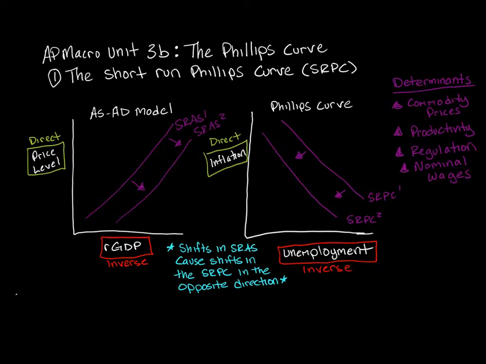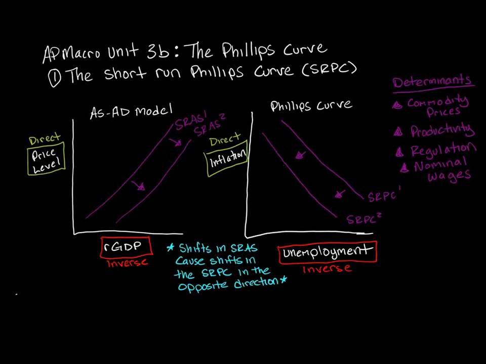Now, before we start talking about the short run Phillips curve proper, let's take a look at the two axes on this graph, because I think understanding the relationships between the axes is going to be really important. What I have drawn for you here is an aggregate supply aggregate demand model next to the Phillips curve, because these two models are related to each other, which is the reason why I like to teach the Phillips curve in this unit.